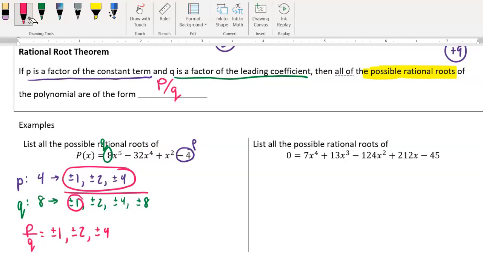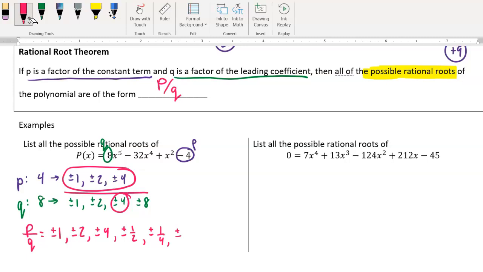Okay, so now we're going to go to the next number that we have in our denominator, which would be 2. So we'd have plus or minus 1 over 2, which is 1/2. Now 2 over 2 simplifies to be 1, so we don't need to list that again. And 4 over 2 reduces to be 2, and we already have that one listed. Okay, so we're done with having 2 in our denominator. Let's go to 4. So we'd have plus or minus 1/4. 2/4 reduces to 1/2. 4/4 reduces to 1. So again, if they reduce to be something that you already have listed, you don't have to list it again.